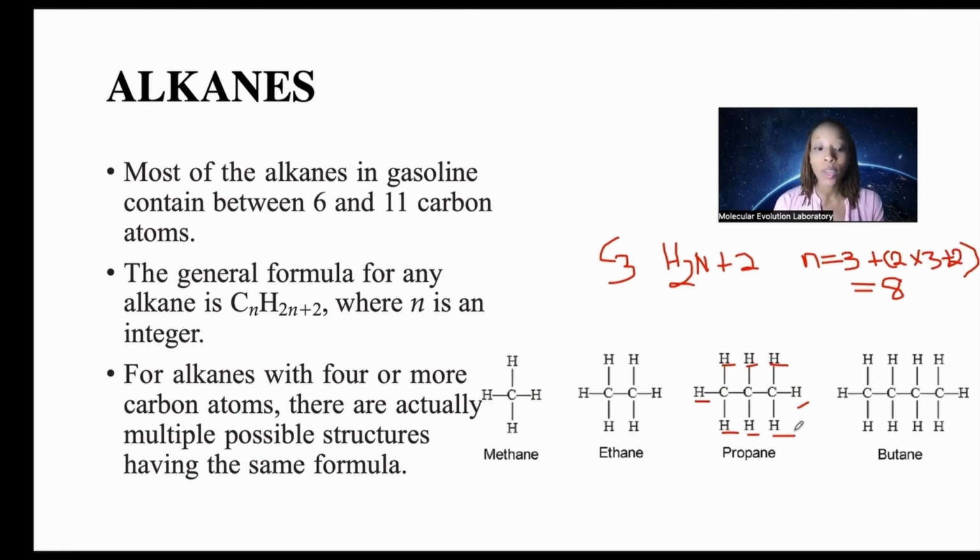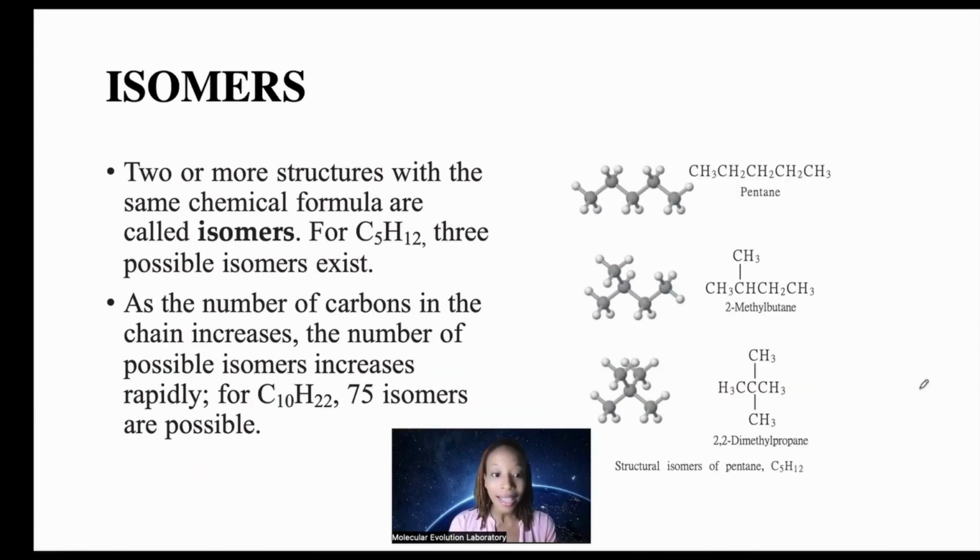For alkanes with 4 or more carbon atoms, there are multiple possible structures having the same formula. We call these isomers. Two or more structures with the same chemical formula are called isomers. For C5H12, pentane, 3 possible isomers exist. As the number of carbons in the chain increases, the number of possible isomers increases rapidly.